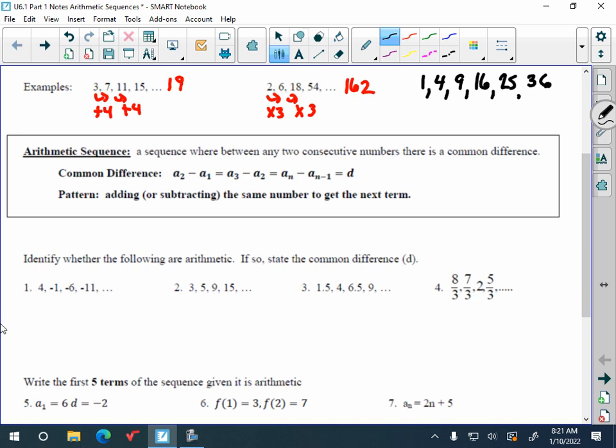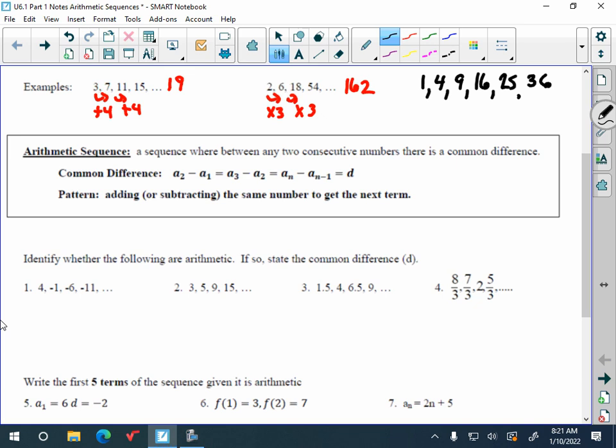All right, so an arithmetic sequence is a sequence where between any two consecutive numbers, so two numbers that are right next to each other in the pattern, there's a common difference. So there's a difference between the two numbers that stays constant all the way through.